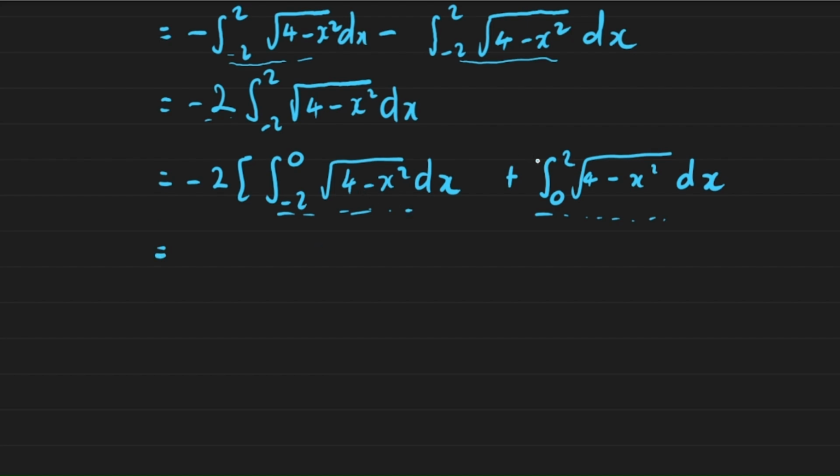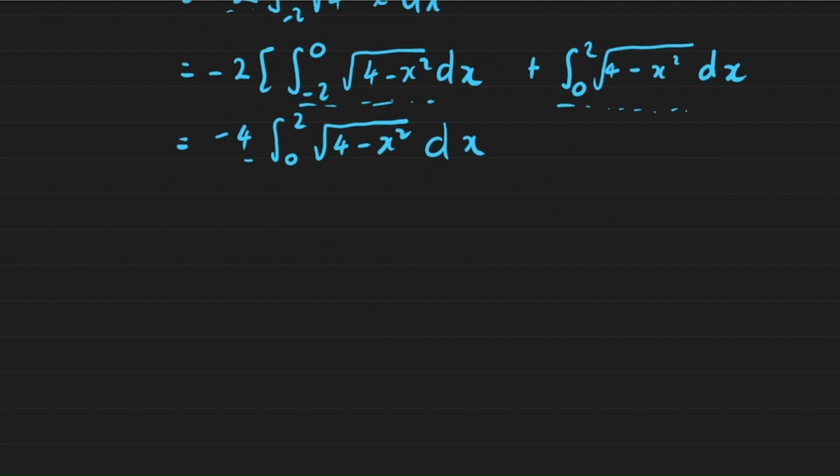Okay, so 1 plus 1 is 2, and then 2 times 2 is 4. So we'll have a minus 4 in front of the integral, and we'll have it from 0 to 2 of 4 minus x squared dx. So all we need to do at this stage is just evaluate this integral.